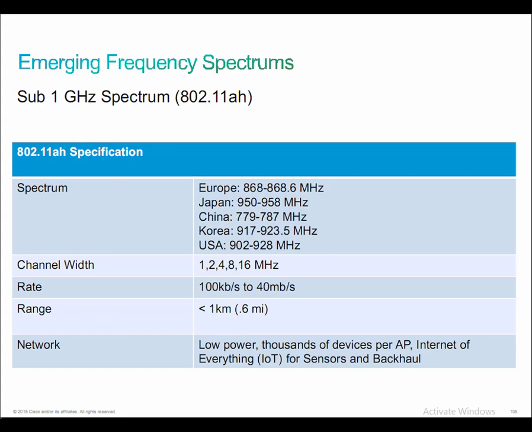Now, the data rates aren't that significant, right? 100 kilobits per second to 40 megabits per second. But if it's for sensors or controls or low bandwidth applications, it can be very useful. Probably not something that you guys had seen listed before. There's another one as well, 802.11af.